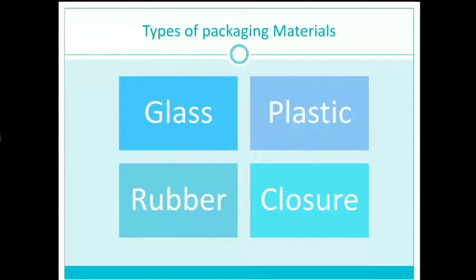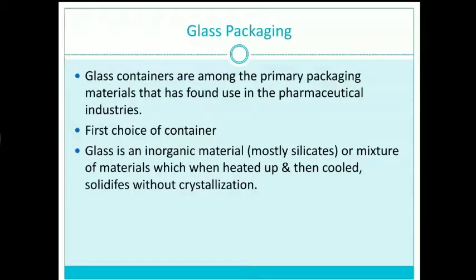Then there are mainly four types of packaging materials: glass, plastic, rubber and closure. In today's video we will focus mainly on the glass packaging material. So glass packaging. What are glass containers? Glass containers are among the primary packaging materials that have found use in the pharmaceutical industries.